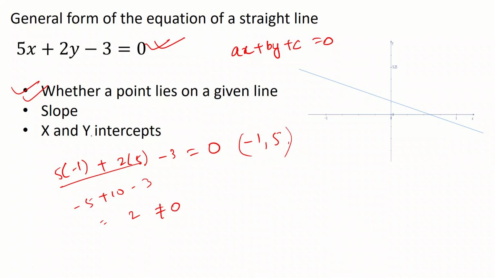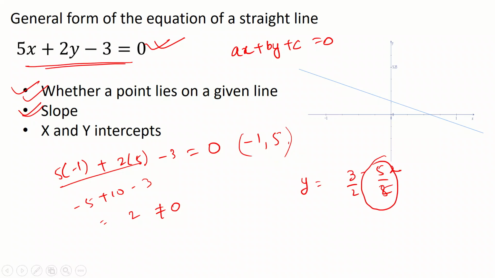Alright. Secondly, the slope of the line. We have already discussed that given the equation, how can you find out the slope? You just make y as the subject. So 2y is equal to 3 minus 5x. You divide by 2 on all the sides. So you get 3 by 2 and minus 5 by 2. So minus 5 by 2 actually gives you the slope of the line.